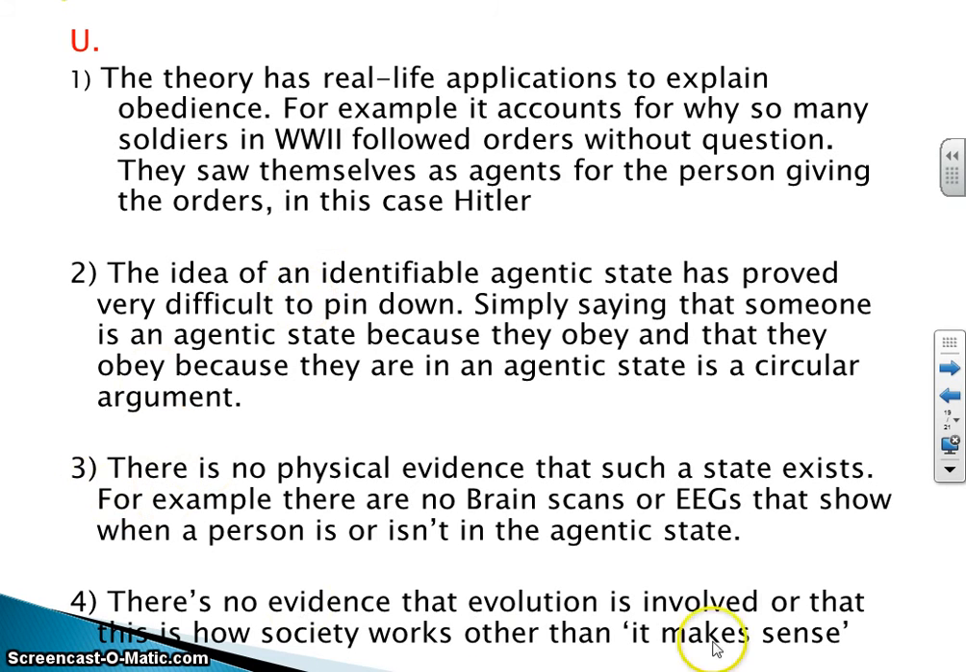There's also no physical evidence of an agentic state occurring. We can't look at any brain scans and pick it out and go, this is when somebody is obedient. Evolutionary theories are also very hard to test or prove because we can't test it on the original people, such as our ancestors. It essentially goes down to inferences, and we can't do actual experiments on that.